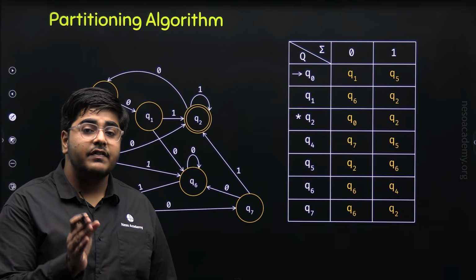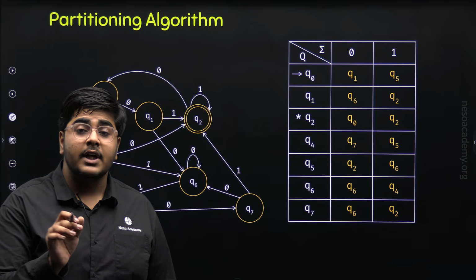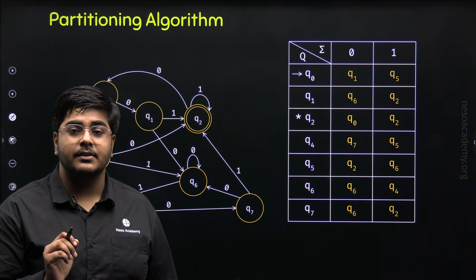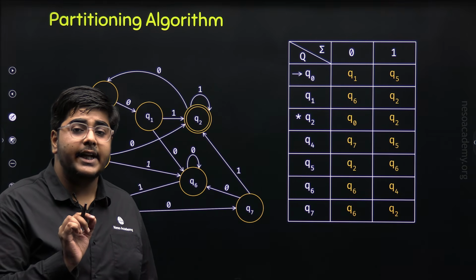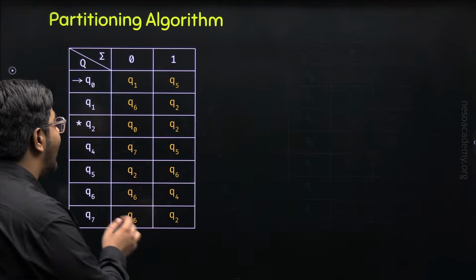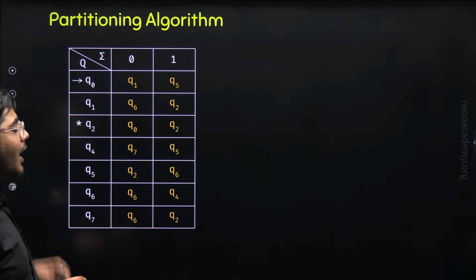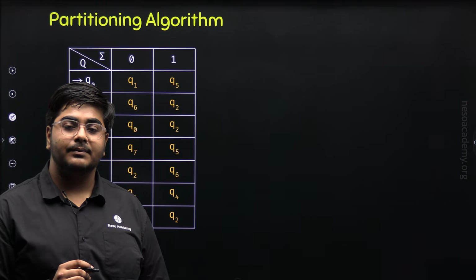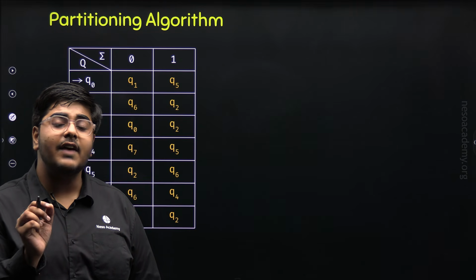So in the last lecture, we have solved the category of DFA minimization problem in which there was no unreachable state, but there were multiple final states. And this is the category of question in which there is an unreachable state, but there is only one final state. So now this is the transition table of our DFA in which there is no unreachable state Q3. Now what we have to do next? In the next step, we need to find out the value of zero equivalent.